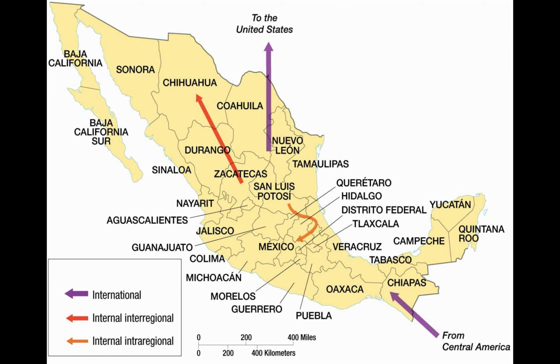Intra-regional is moving within a state. Intra-regional would be examples of moving within the state to Mexico City, which is also common of major cities in the U.S. We see a lot of intra-regional between the city and suburbs, so moving within that metropolitan area.